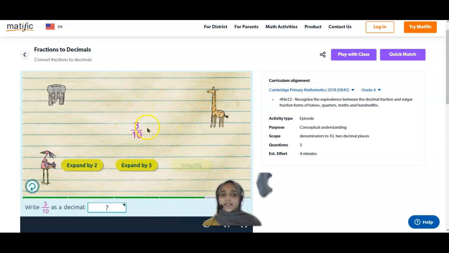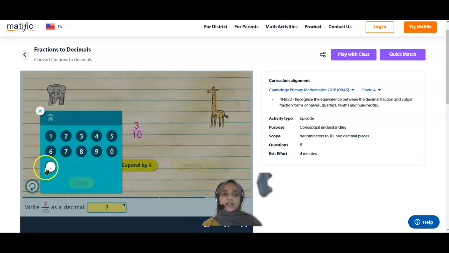And the last question, it is a very simple question, 3 by 10. We do not need to expand that by 2 or 5. We can just write the answer. Point 3. Is it?